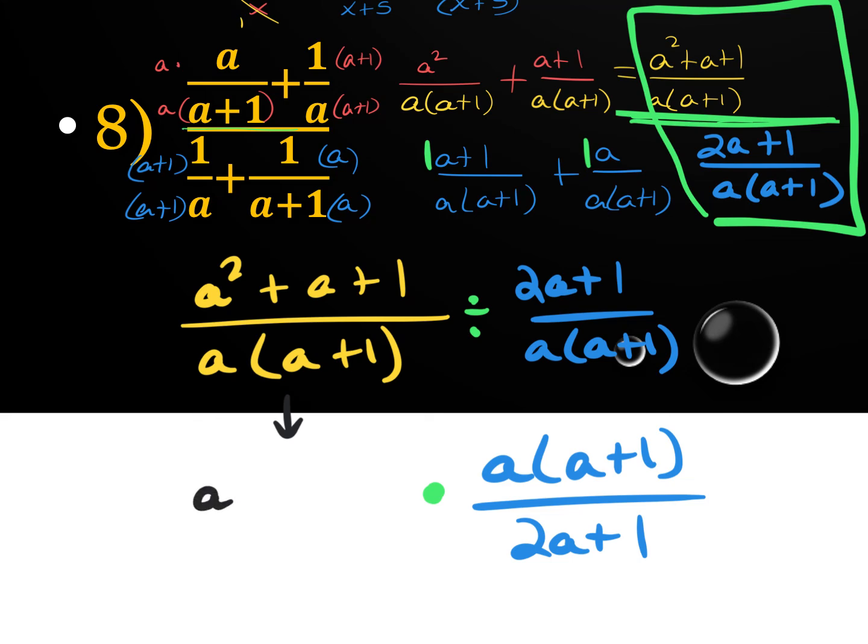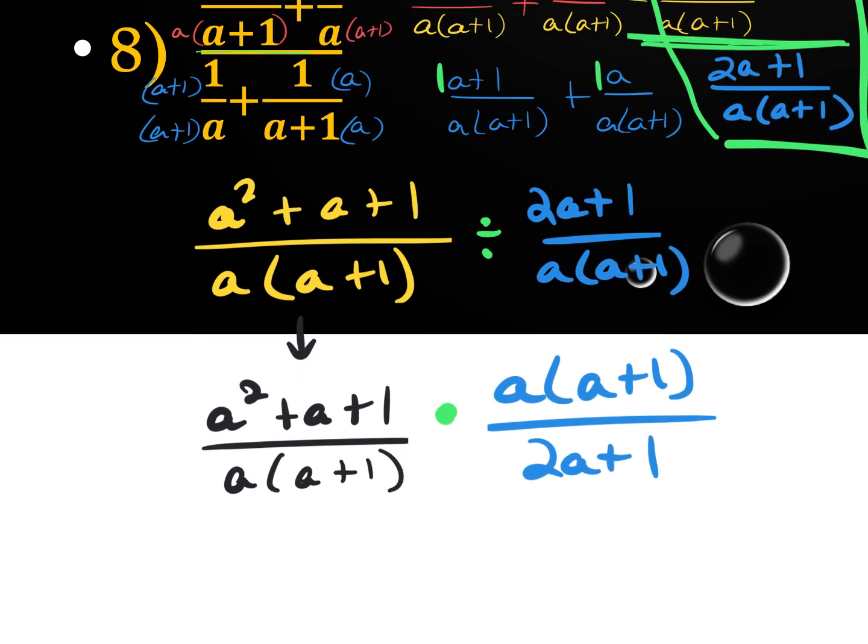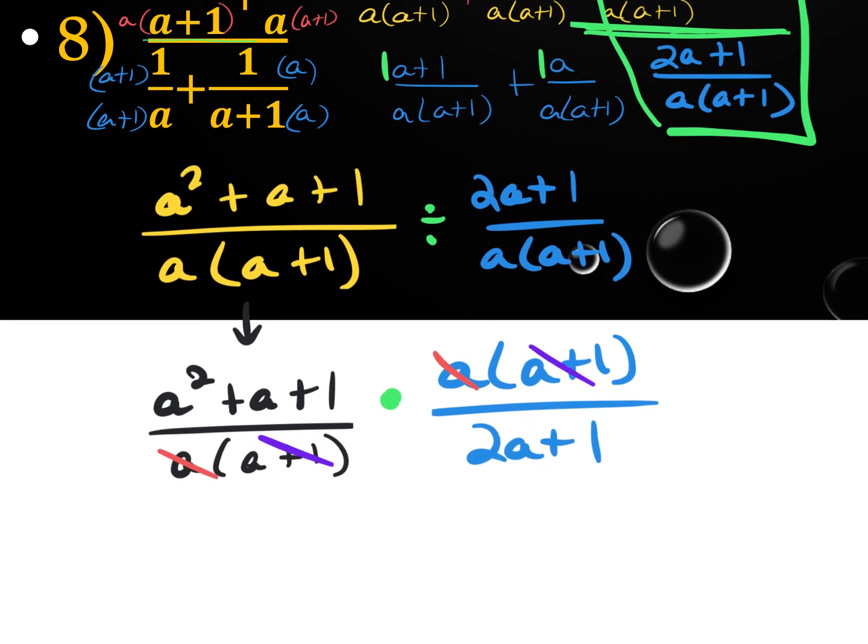So this one is going to stay the same, a squared plus a plus 1. That can't be factored. There aren't any factors of 1 that'll give me 1. So that's why I didn't factor that trinomial. Now I look for things to simplify. So the a's cancel. The a plus 1 cancels. And now the only thing that remains is that trinomial, a squared plus a plus 1 over 2a plus 1. Nothing simplifies here. This is all attached, and so is this.